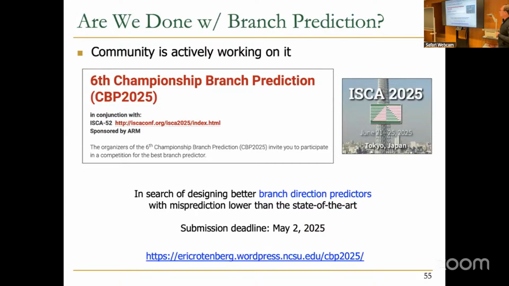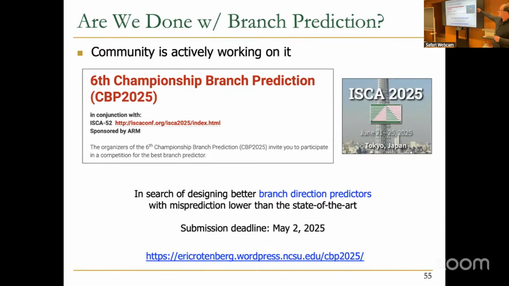Okay, so this is my last slide. If you're excited about this and if you enjoy the lab, you're actually going to be using the infrastructure that this championship branch prediction develops. You can compete among yourselves, but you can also compete globally by submitting to this championship branch prediction. The deadline is May 2nd.